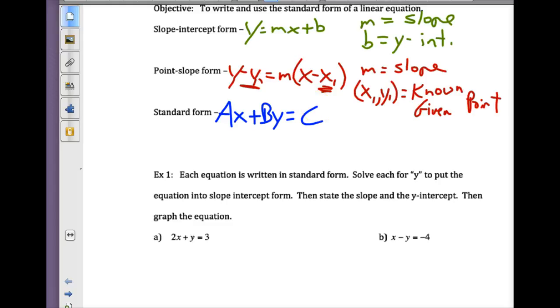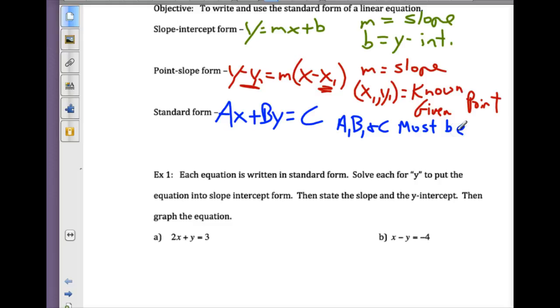Now, x and y will stay x and y, just like the other forms had an x and a y in them. A, B, and C are going to be numbers. Look down at the couple examples below. 2x plus y equals 3. A is 2, B is 1 there, and C is 3 there. Capiche?